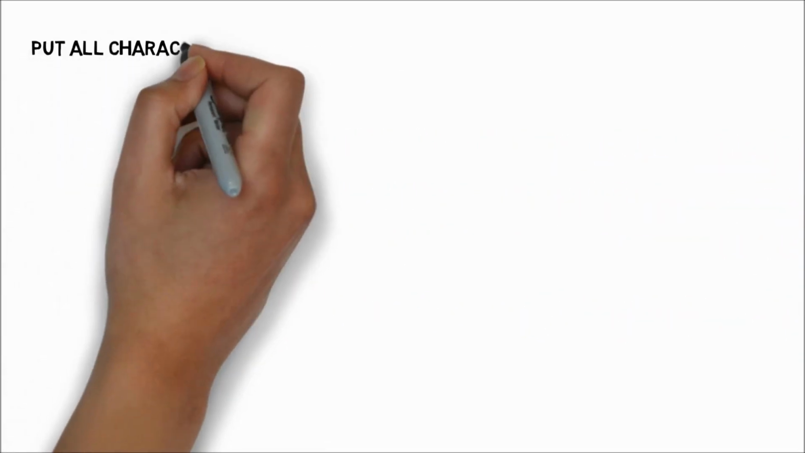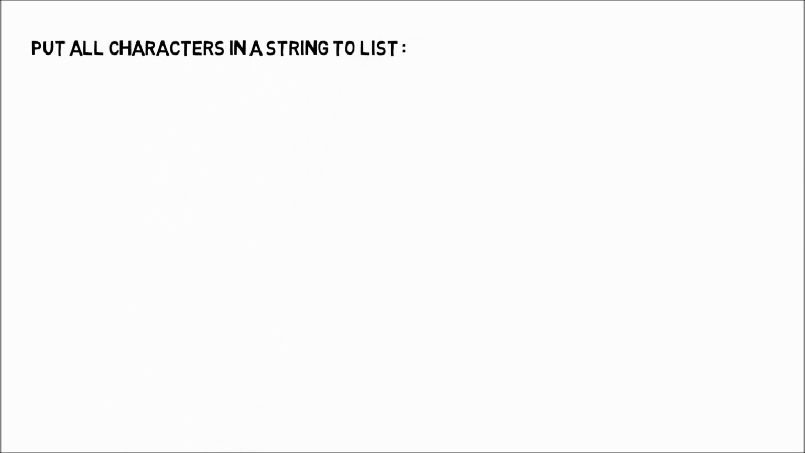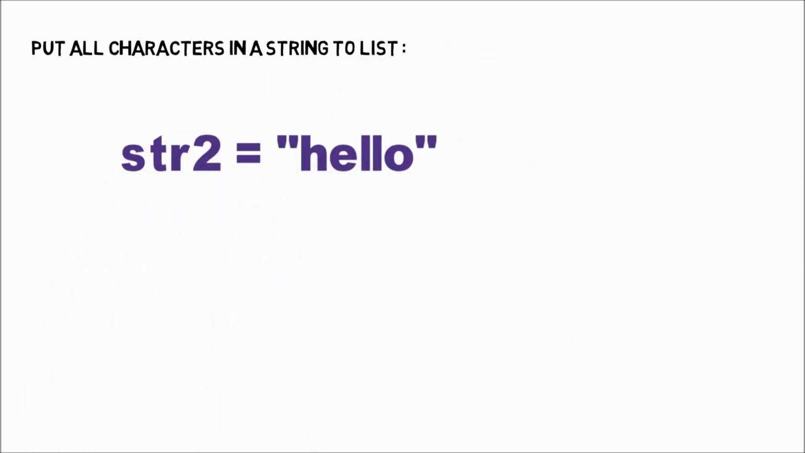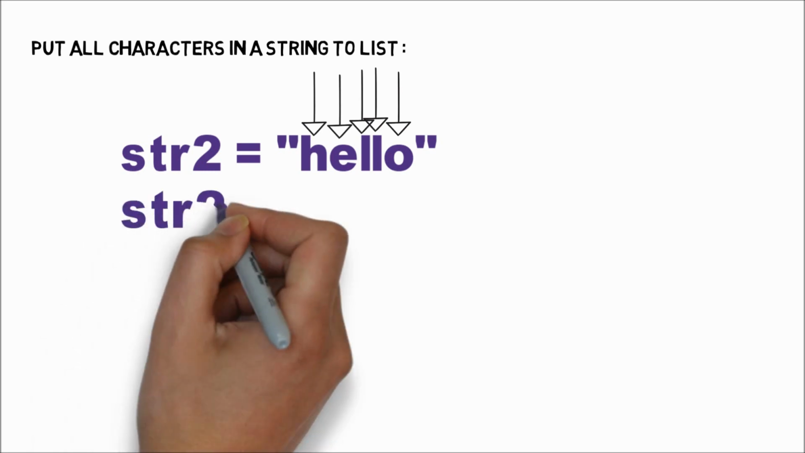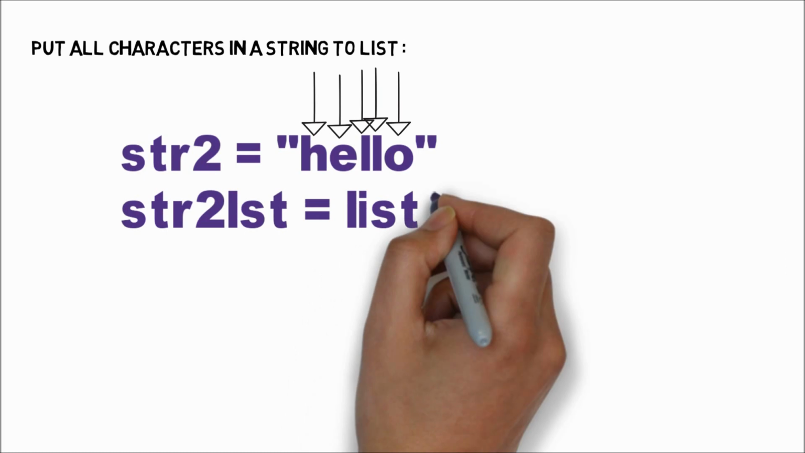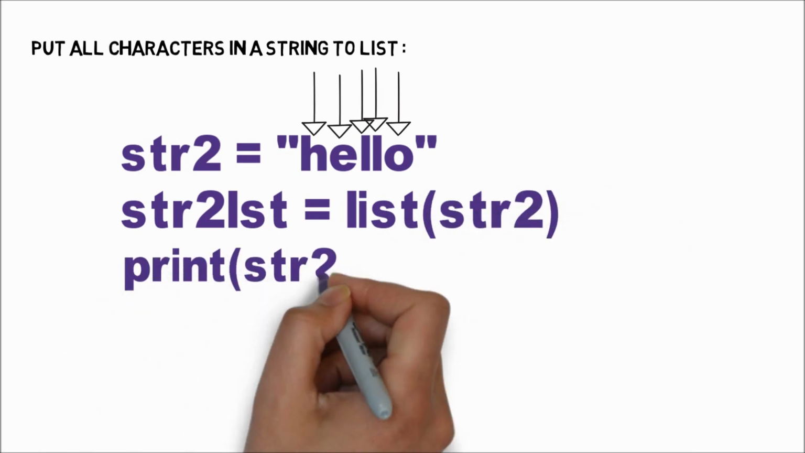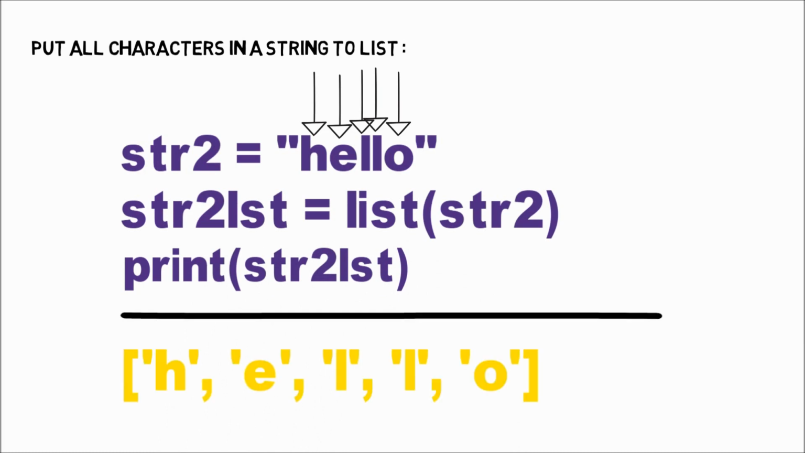Next we will see how to put all characters in a string to list. Let's declare a string str2 equal to hello. So to put each letter in this word to a list, we need to simply write list of str2. Let's print this. Print str2 list. So we can see that each letter in the string is made as a list item.